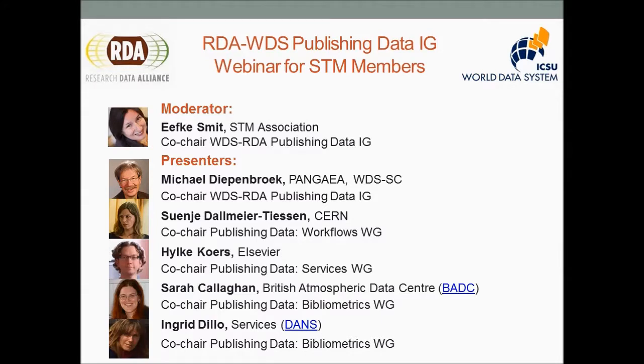Then we have Hilke Koers of Elsevier, and he will be giving us some insight in the work that his group is doing on publishing services, and that has to do with a linking infrastructure between research data and publications. Then our fourth speaker is Sarah Callaghan of STFC in the UK, and Sarah is leading the working group on bibliometrics. And our fifth speaker of today is Ingrid Dillo of the Dutch data center DANS, the research data center of the Netherlands, and she will be talking about cost modeling and especially cost recovery for data publishing.